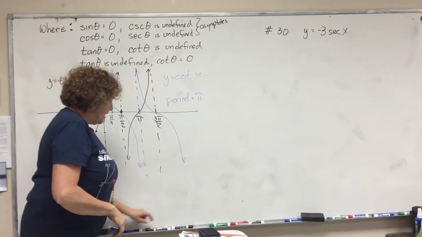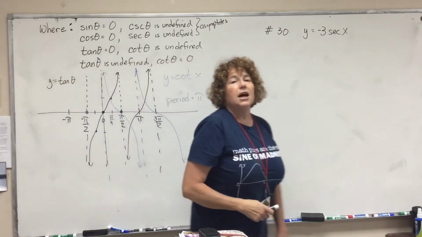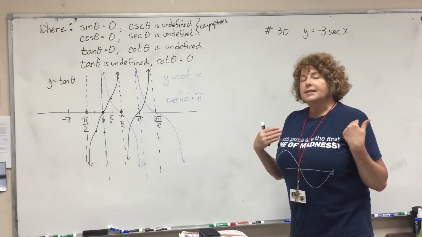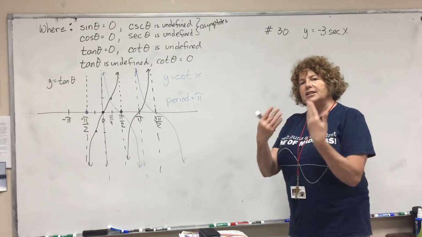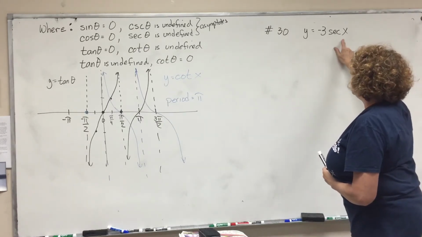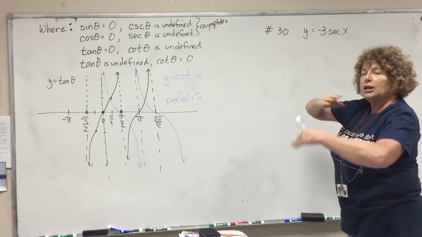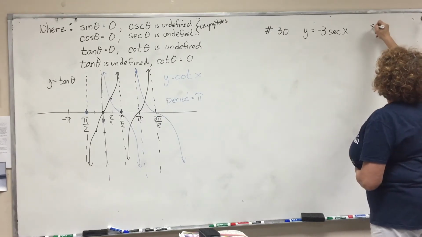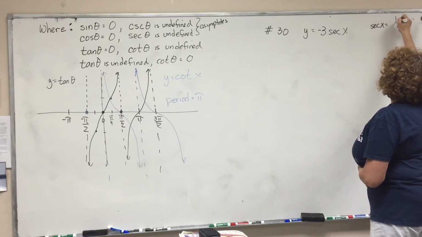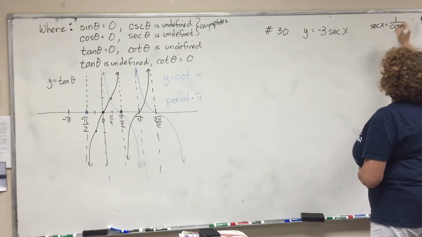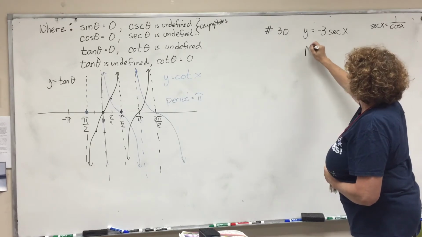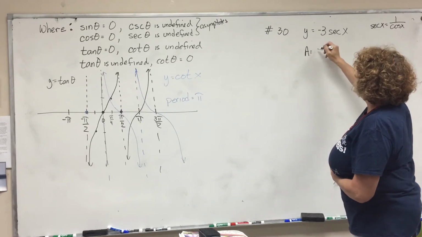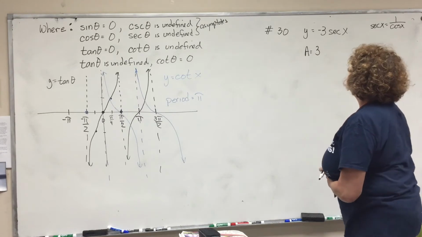Now let's take a look at the secant and cosecant. First of all, whenever you want to sketch a graph of those, first sketch the graph of its cofunction. So the secant is the flip of the cosine. So the secant of x equals 1 over the cosine of x. So first of all, the amplitude is the absolute value of -3, so the amplitude is 3.